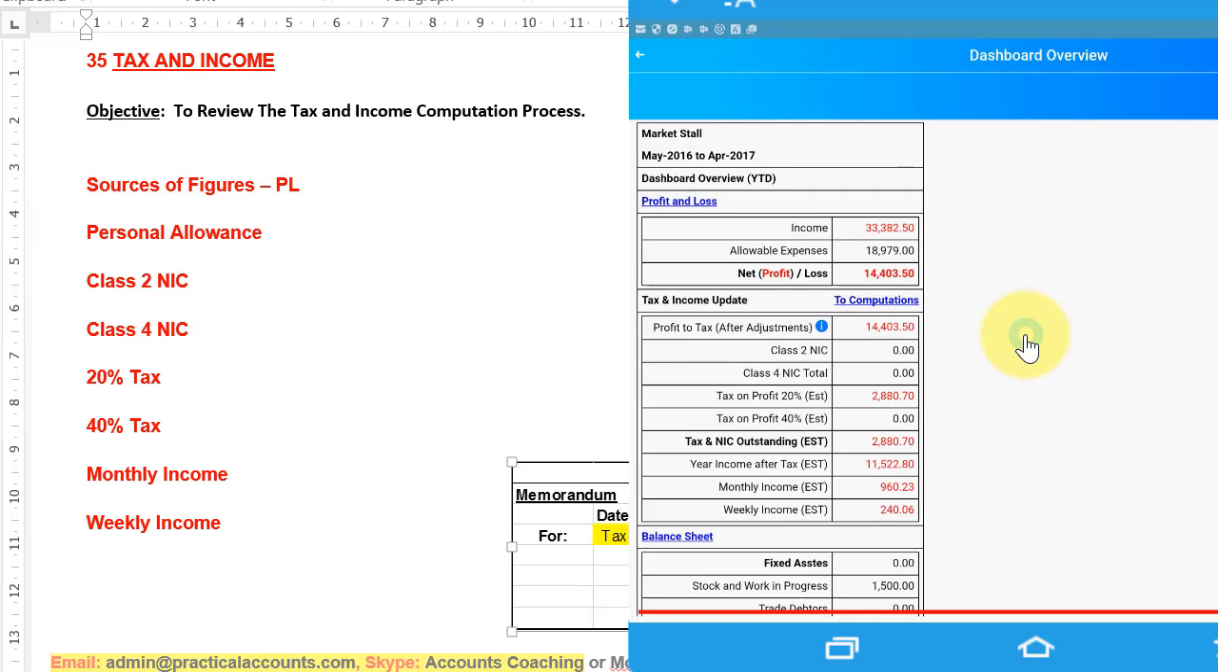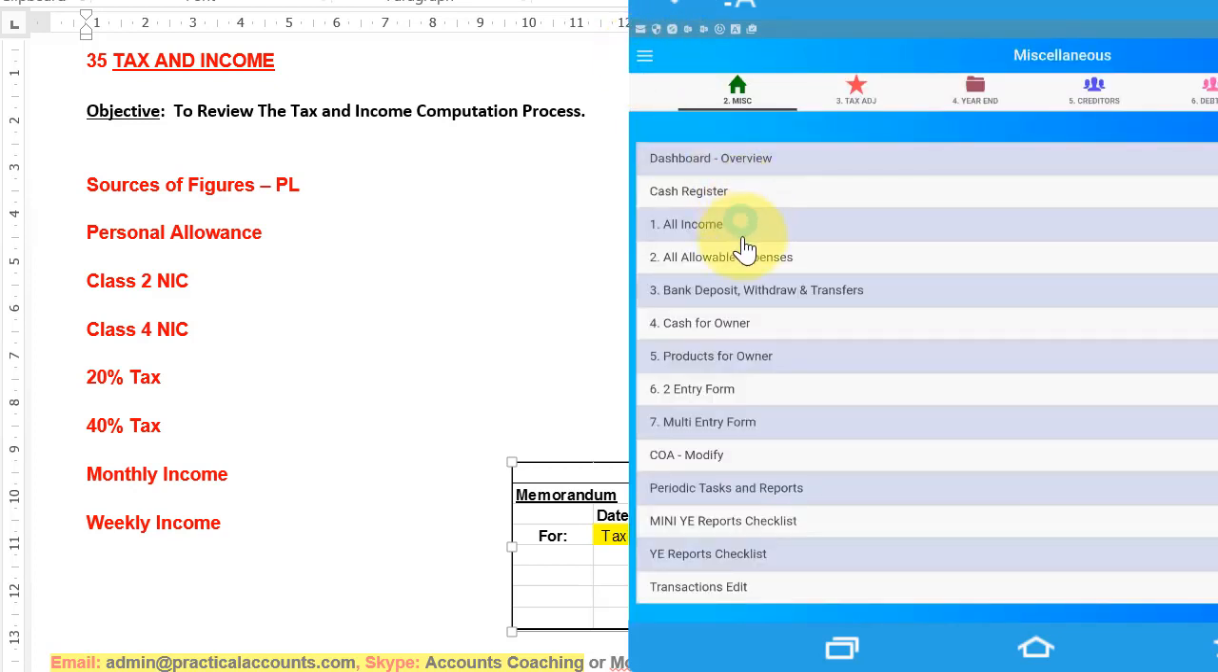Actually, via this dashboard, we look at the three-line profit and loss account. So we are saying the profit is 14,403. And then below here is the tax and income update. Now, this is a summarized display of tax and income updates, whereas there are detailed computations. However, let's go back quickly.